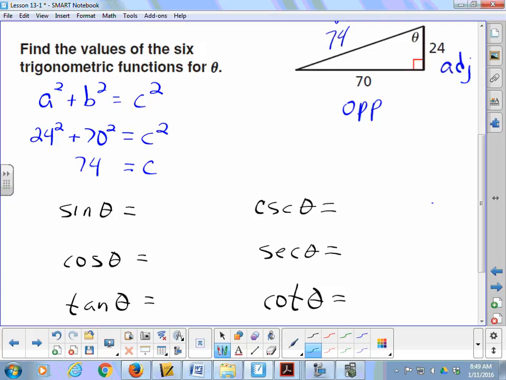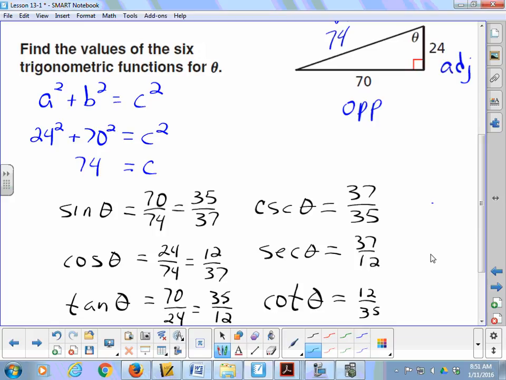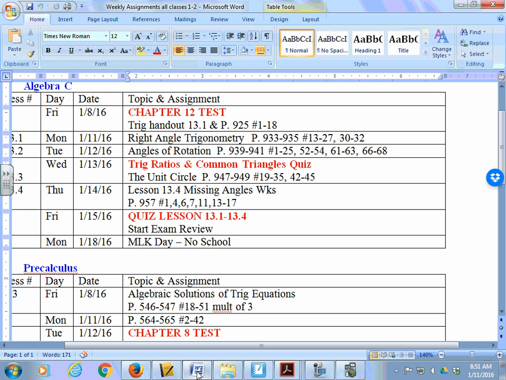Okay? So sine, opposite over hypotenuse, 70 over 74. And you must always simplify the fractions, okay? And then to do cosecant, I just flip that one over. All right? Just take my final one and flip it over. So you go ahead and do the other. And here's your assignment.